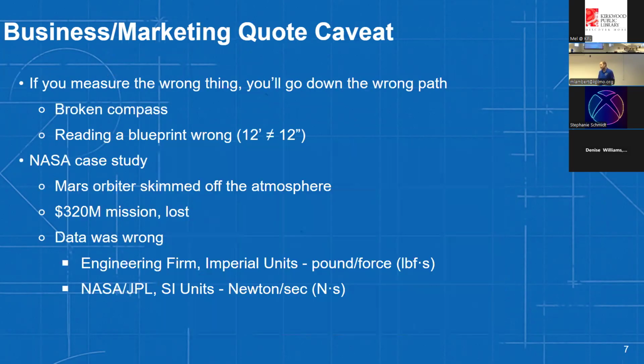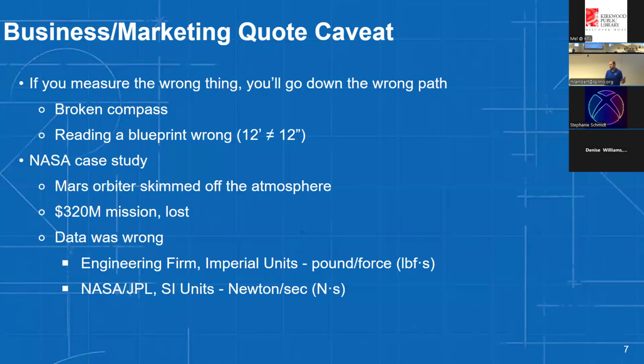Caveat: if you measure the wrong thing, you're going to go down the wrong path. Similar to a broken compass. If it's next to metal or a magnet, you're going to get the wrong heading and you're not going to follow that true north. Or it could be like reading a blueprint wrong. If you read it as 12 feet and it's supposed to be 12 inches, you're going to order too much material, and vice versa. You're not going to order enough.